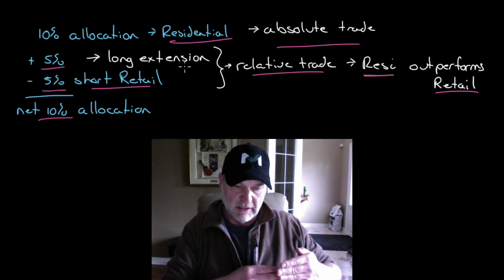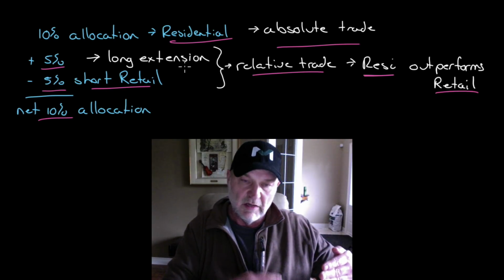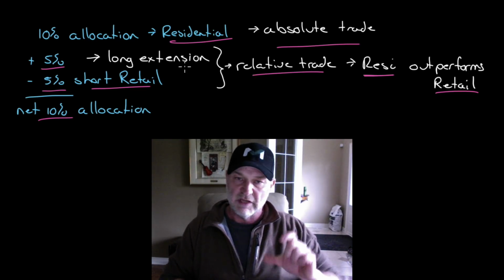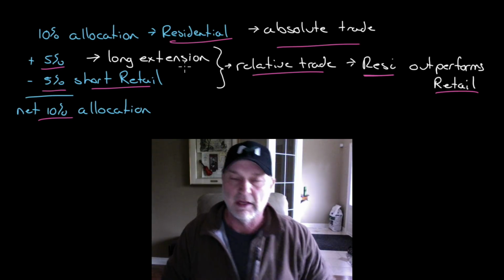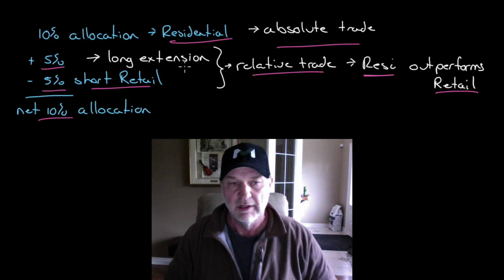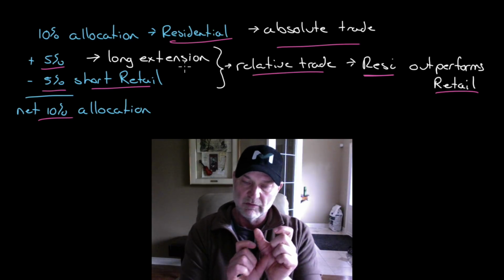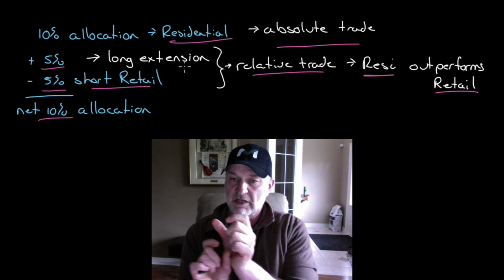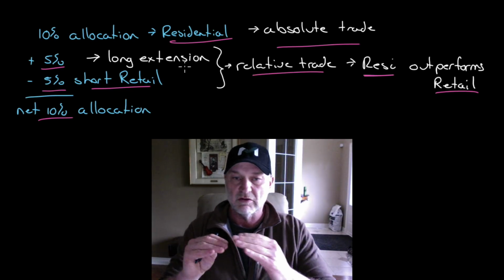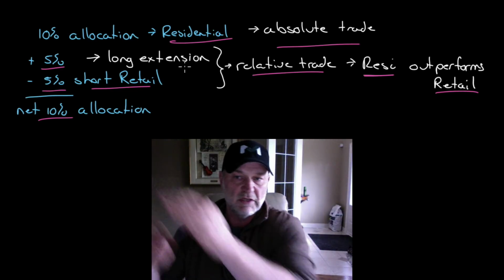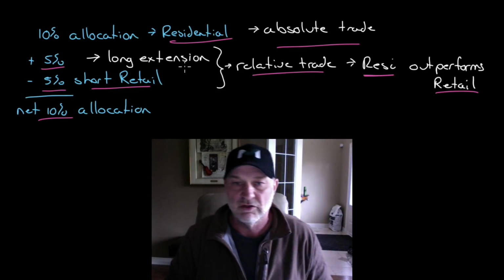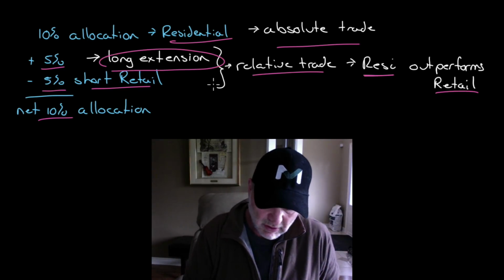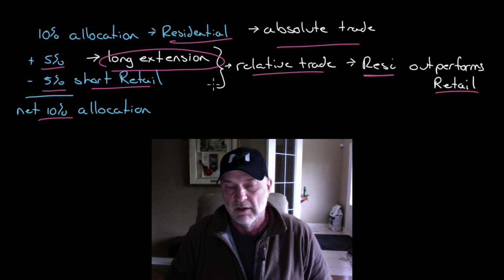And you've decided to take your 10 and extend it to 15, but offset the REIT exposure by being short 5% on retail. The first 10% on residential, you're making a long bet on price appreciation. The second 5% combined with the short percent, all you're betting is that residential outperforms retail. So even if retail goes up, you're betting that residential will outperform retail. You still have a net 10% allocation, but you've implemented a long extension on this one.